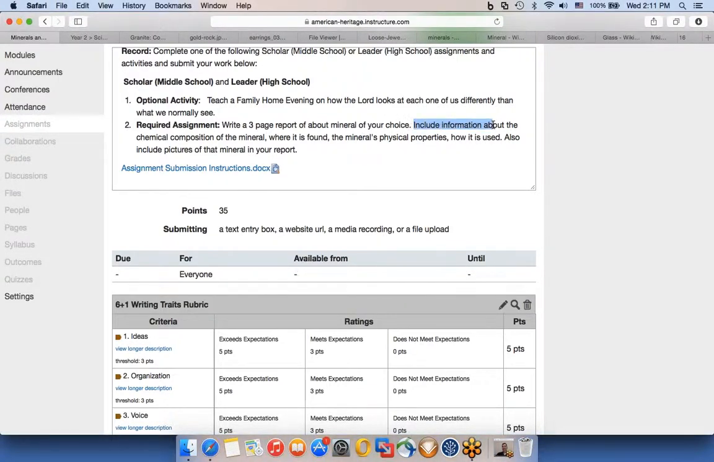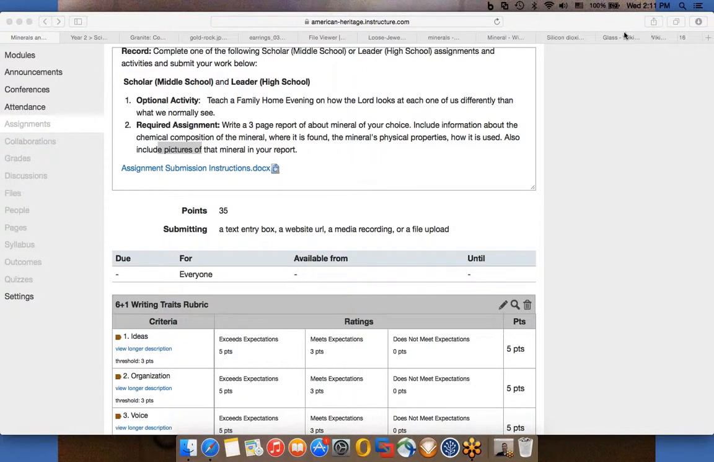And you need to include information about the chemical composition of the mineral, where it is found, the physical properties, how it is used. You can include pictures of that mineral, crystals, and so on, and other things, whatever else you want to do, but that is the required part.